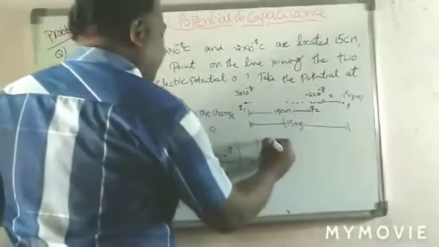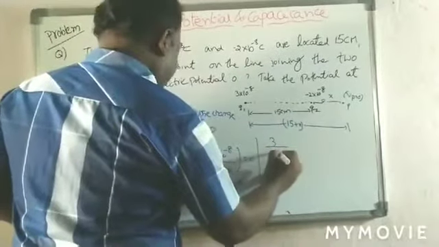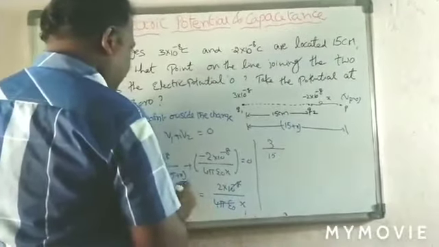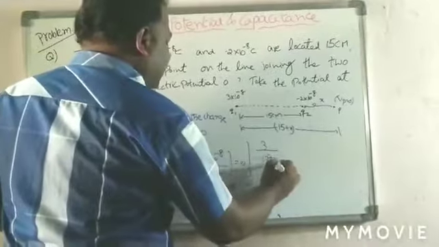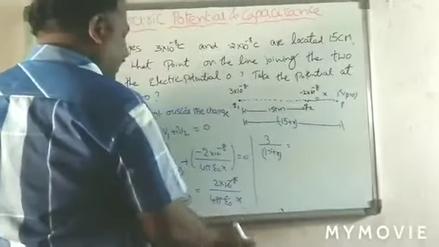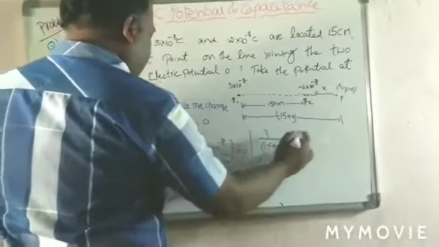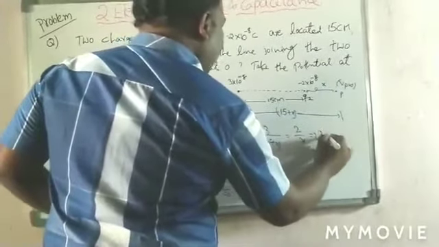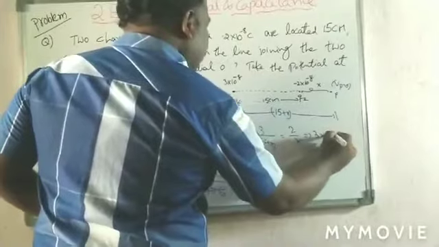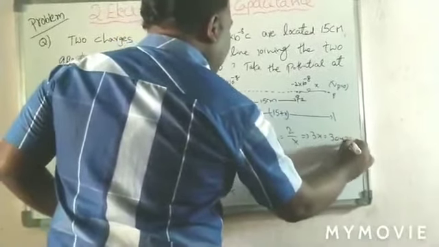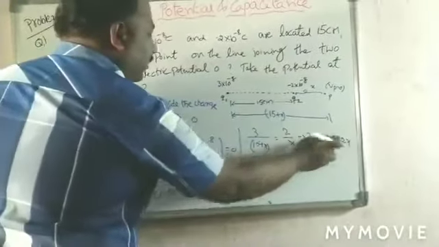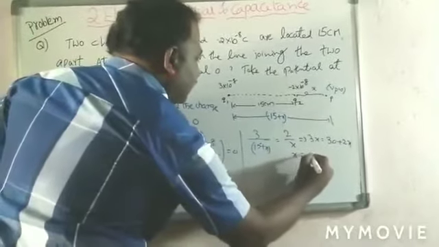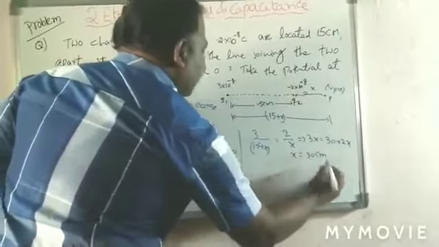Here the term is 3 by 15 plus x, not minus x. 3 by 15 plus x is equal to 2 by x. Take the cross product. 3x is equal to 30 plus 2x. From this, take 2x to this side. x is equal to 30 centimeters.